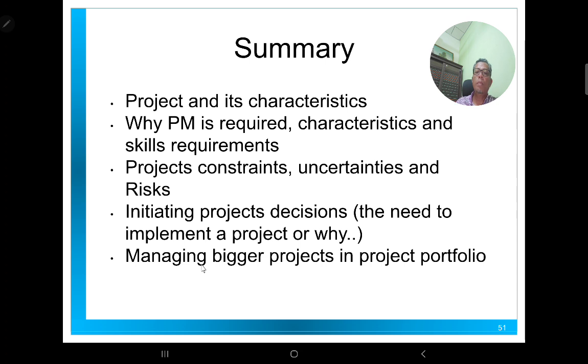And managing bigger projects is called a project portfolio. So you are responsible sometimes not only for one project, you might also be involved in multiple projects. This is where it is important to identify the resources needed for such a bigger project implementation in a project portfolio.